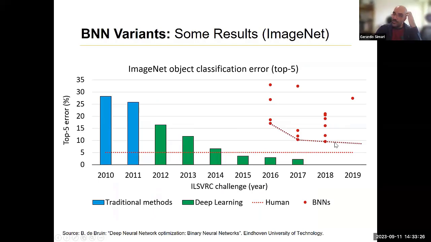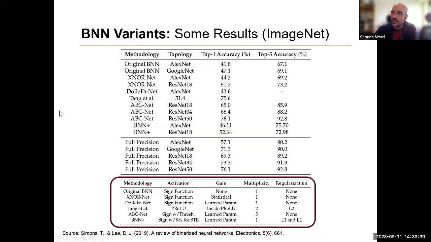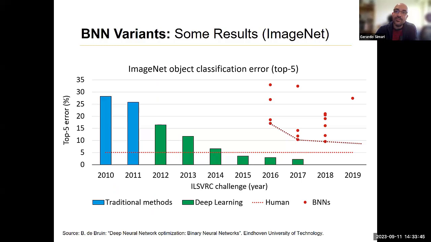Another pretty interesting figure is this one, where we can see the top 5 error percentage in this case, instead of accuracy. This is top 5 errors, so lower is better. The dotted line here represents human performance on ImageNet.